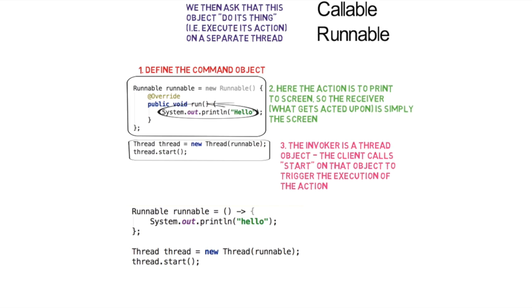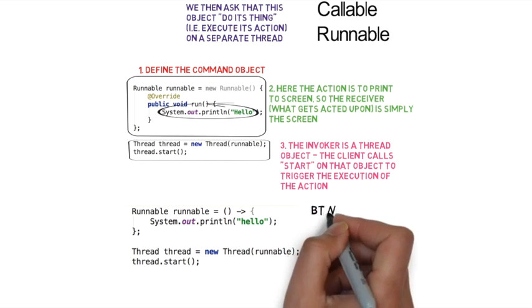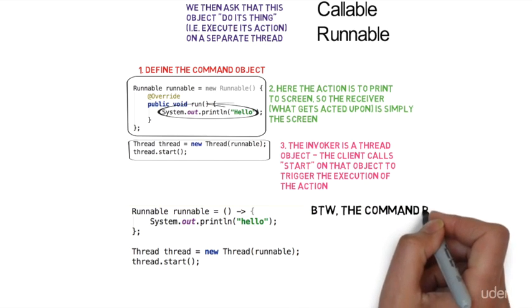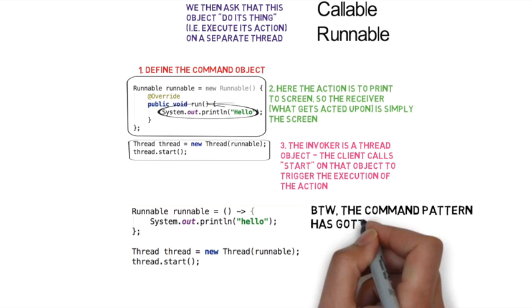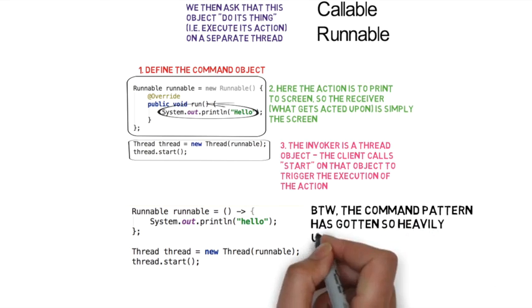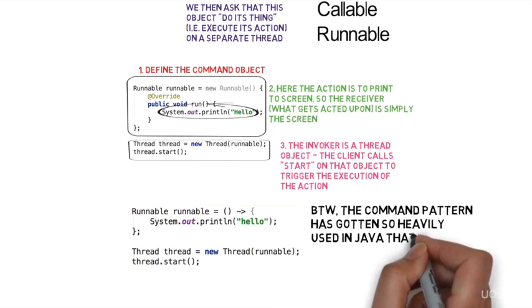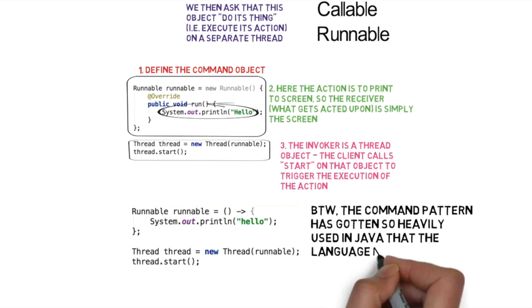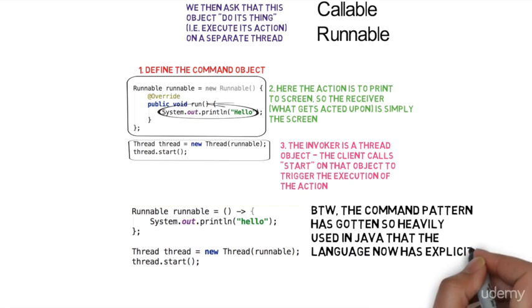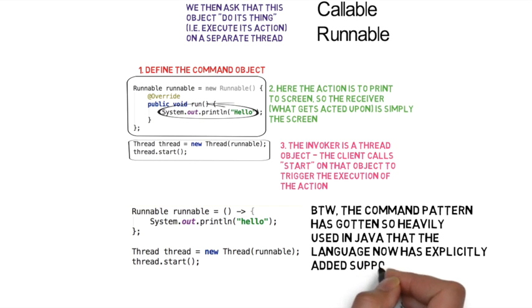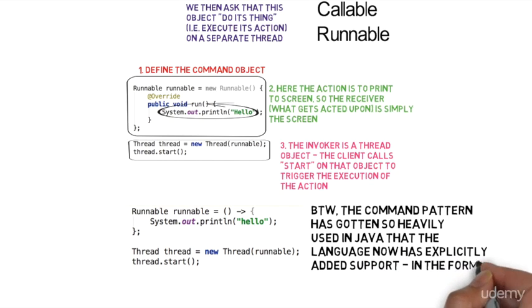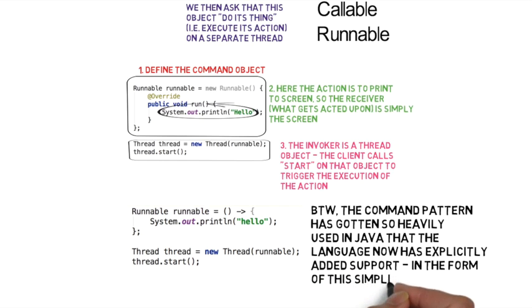Look at this code that we have on screen now. Logically, it's exactly what we had before. But see how we define the runnable. Just take a little bit of time and absorb what you see on screen. The command pattern is so heavily used in Java, used so often, that they wanted to make the command object as easily defined as possible. They wanted to make it really easy to define command objects, that the language has now explicitly added support in the form of this simplified syntax. It's odd to look at, but there's a lot less typing going on.